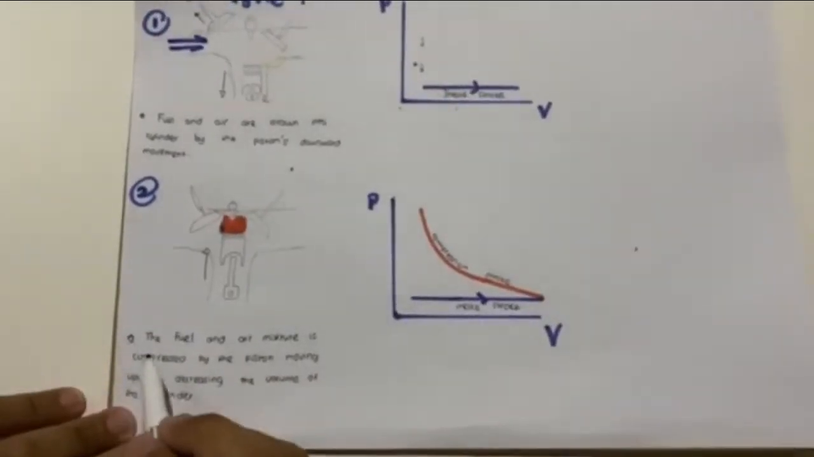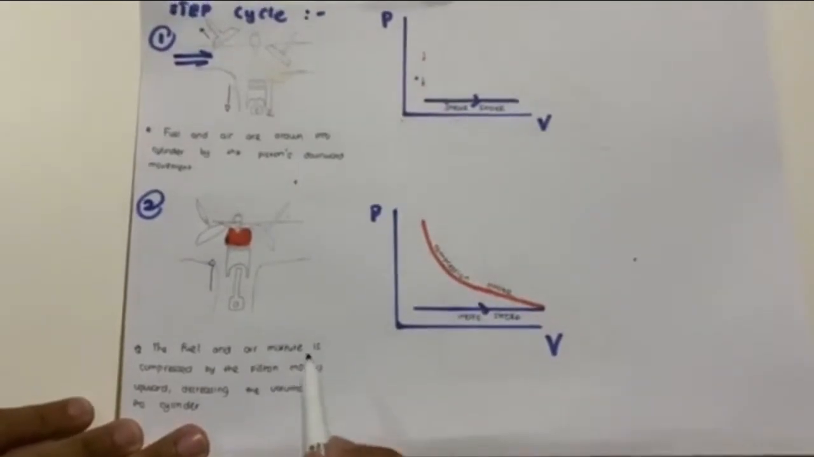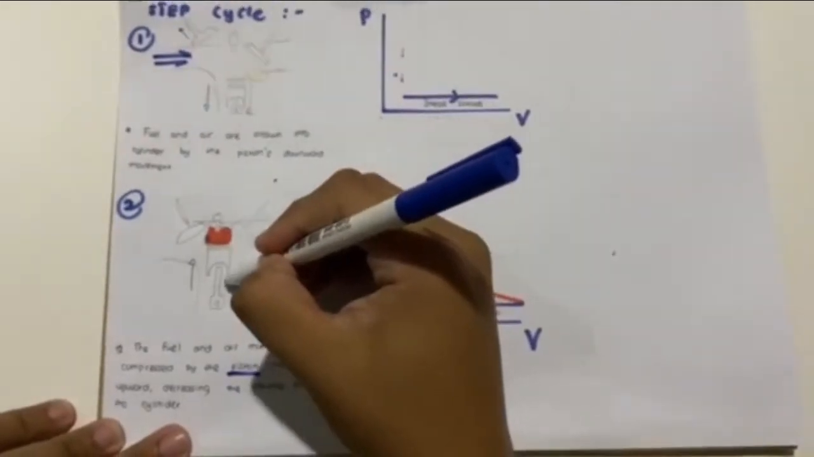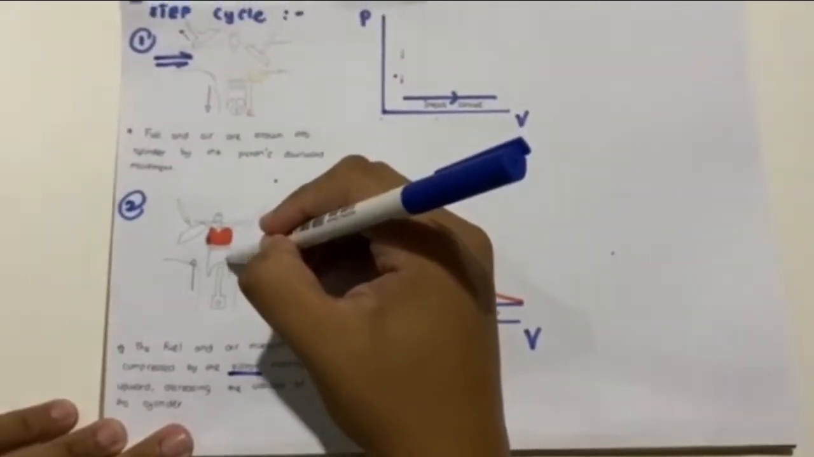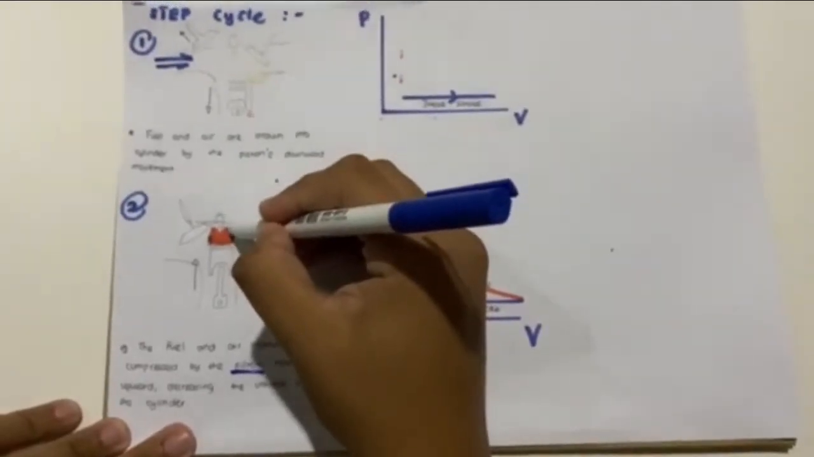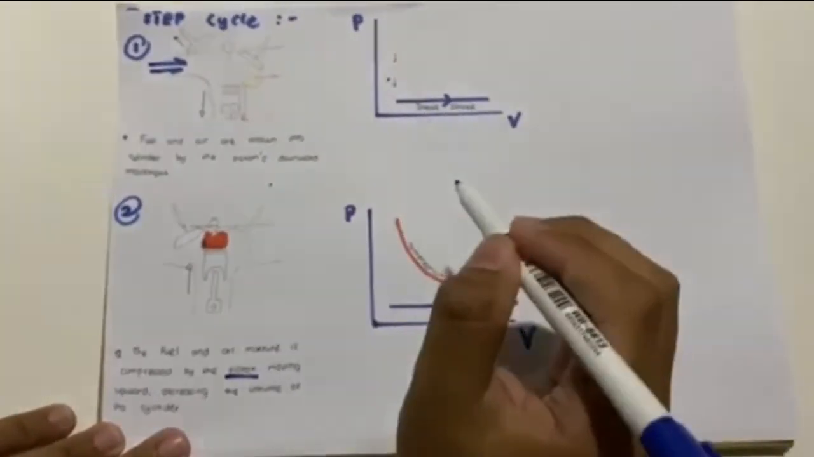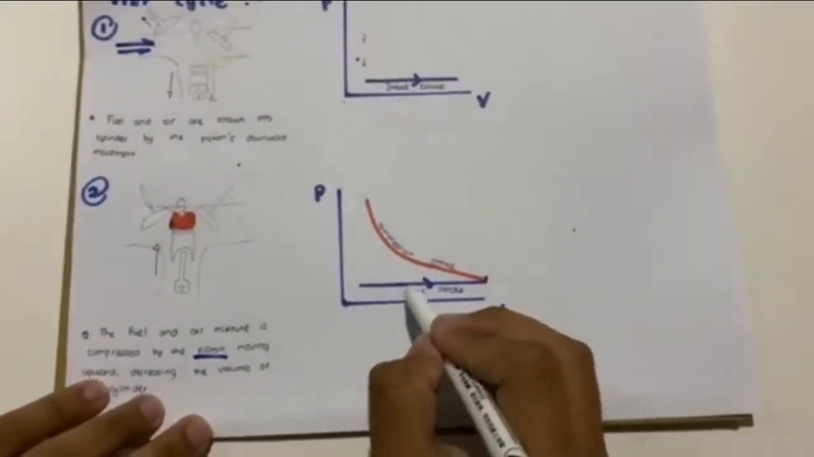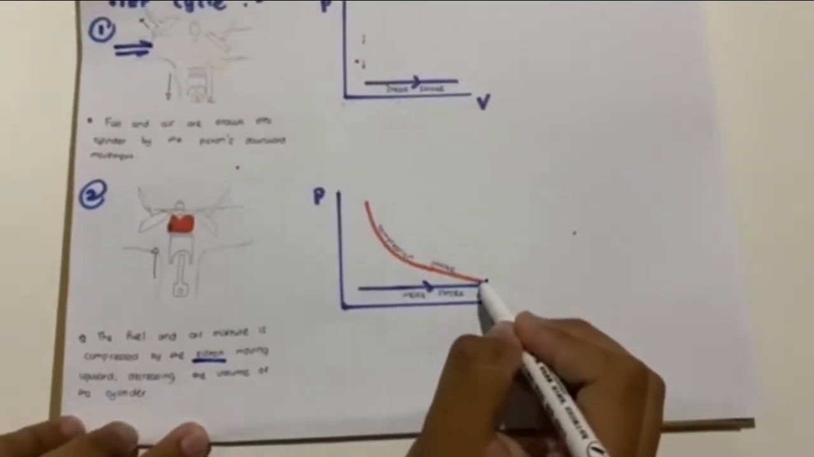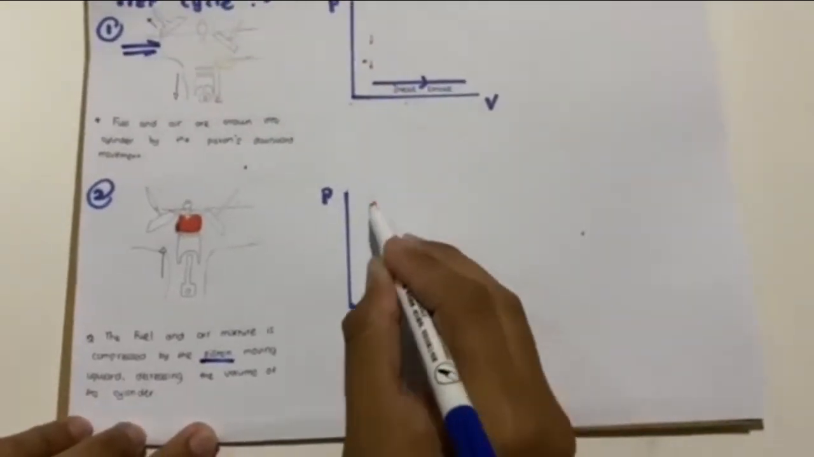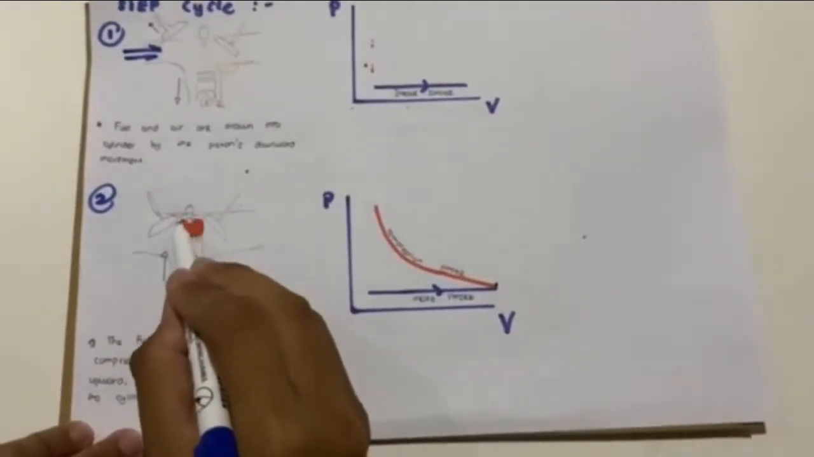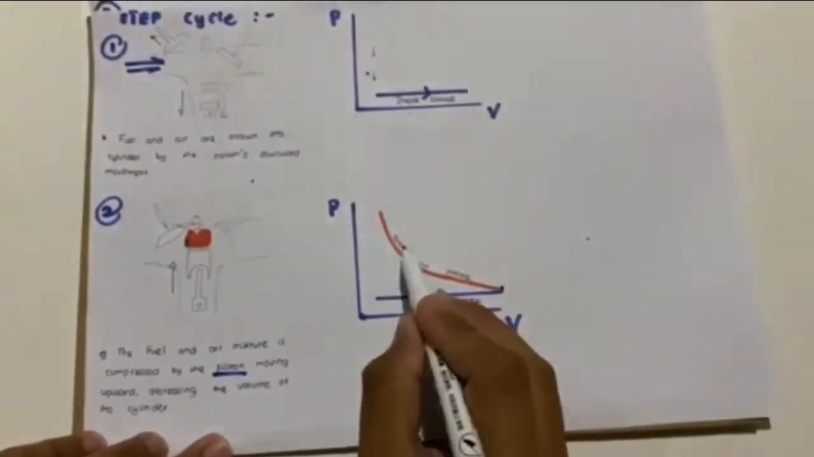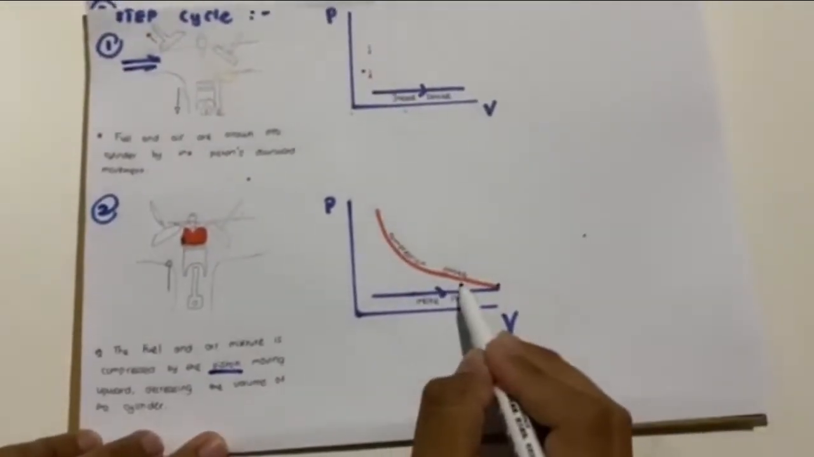The next step is that the fuel and air mixture is compressed by the piston moving upward. Based on the graph, we can see that the pressure in the cylinder increases due to the compression by the piston. This part of the graph we call the compression stroke.